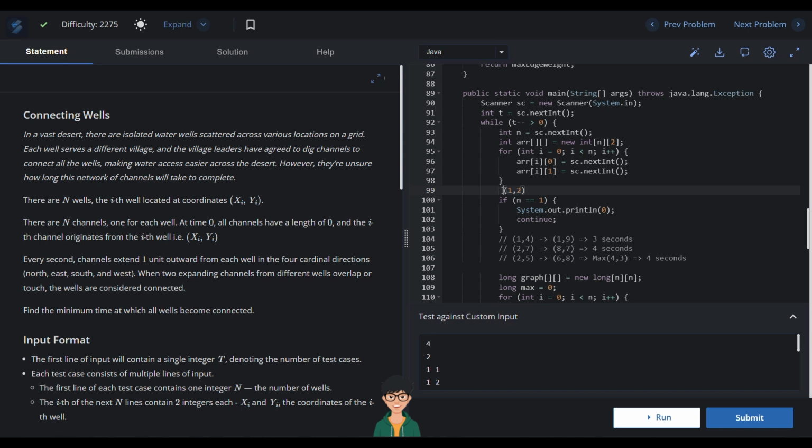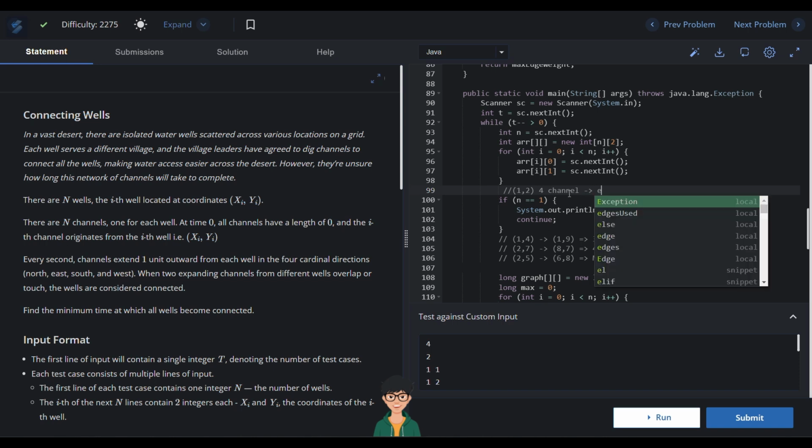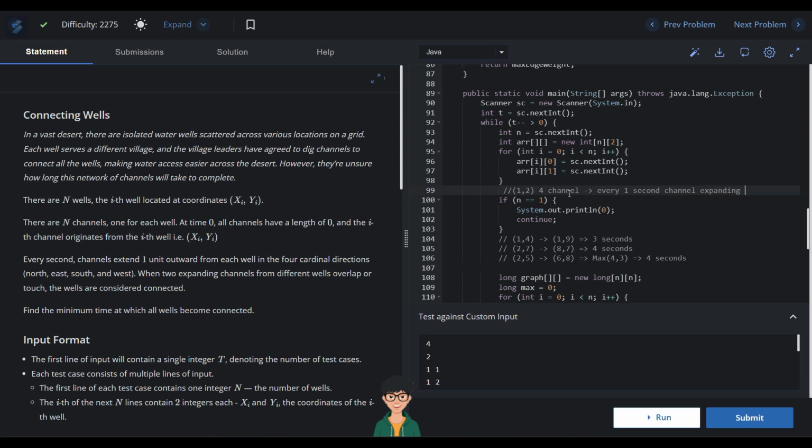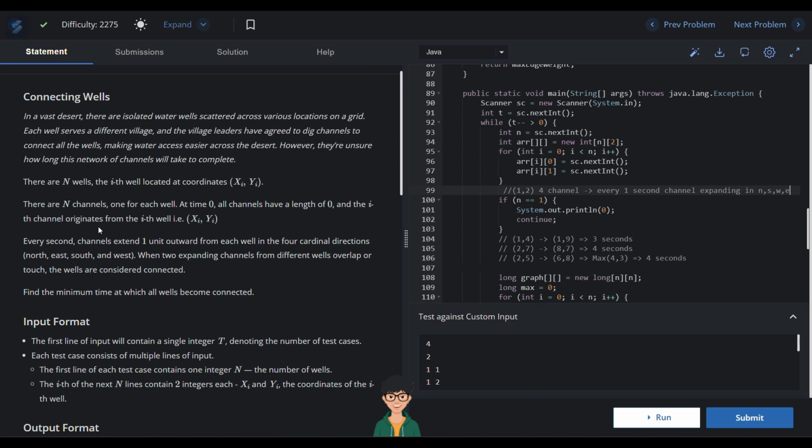Now, each well has channels. Four channels a particular well is having, and every 1 second, each channel is expanding in the north, south, west and east directions. There are m channels for each well, and at time 0 all channels have 0 length.